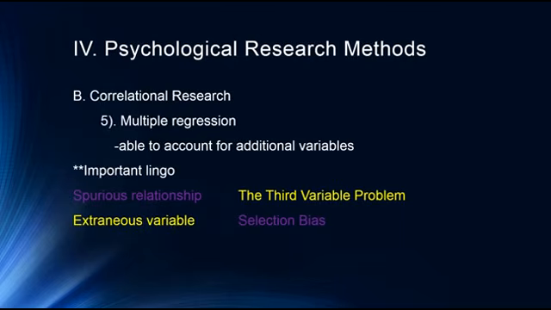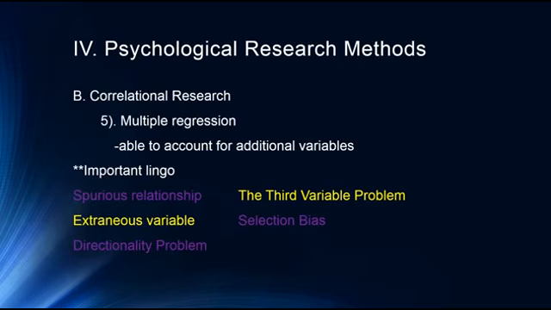That gets us to the third variable problem and what we call extraneous variables. Extraneous variables can be third and fourth variables. That is, these are things that are not part of what we're interested in studying. An extraneous variable is one that is outside of what we are interested in studying, or is something that is unaccounted for. And it's the same thing with the third variable problem.